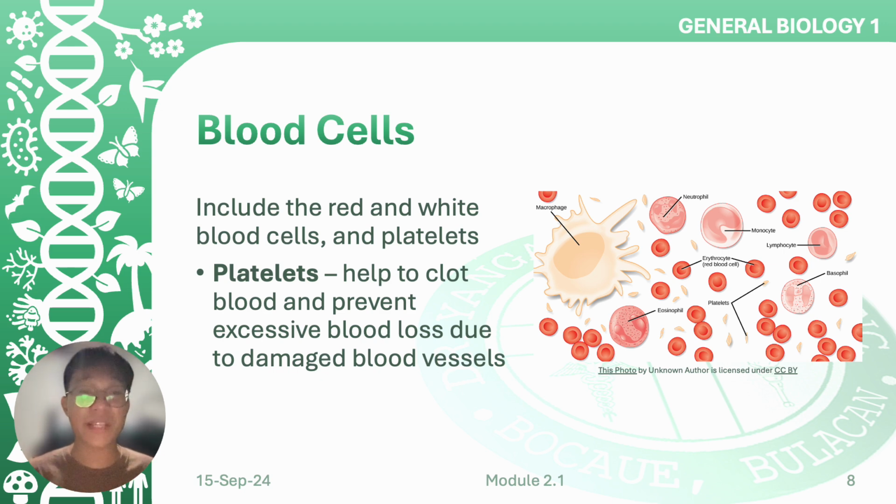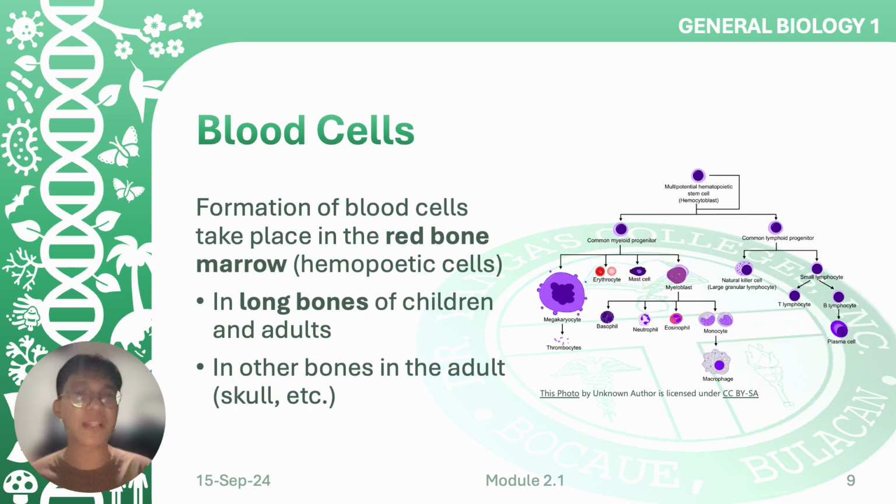Okay? So let's recall again our blood cells. We have your red blood cells that function for transport, your white blood cells that act for defense, and your platelets which function for preventing excessive blood loss, okay, and the formation of your wounds. I hope that is clear with all of you. Okay? And how do these blood cells form?